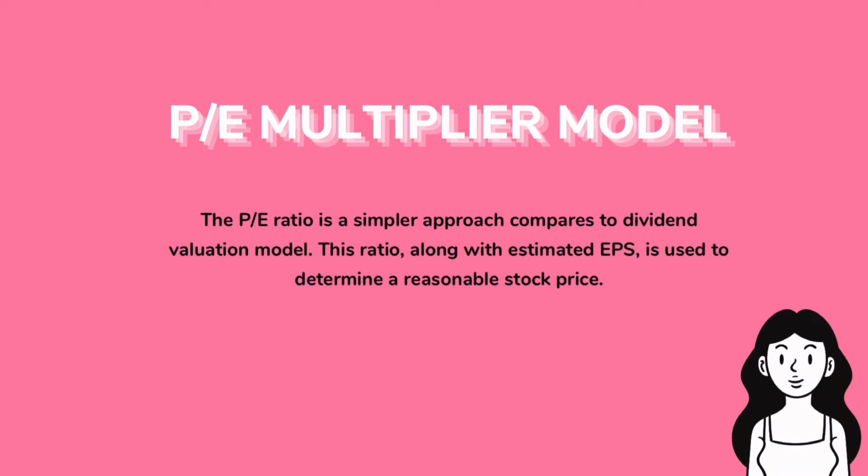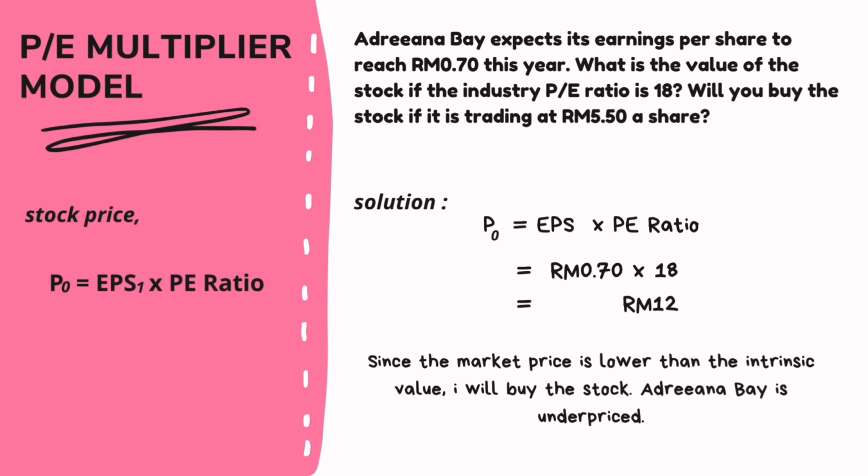Moving on to the PE multiplier model. The PE ratio is a simpler approach compared to the dividend valuation model. This ratio, along with estimated EPS, is used to determine a reasonable stock price. Let's take a look at a PE multiplier model example. The formula is P0 equals EPS1 multiplied by PE ratio.